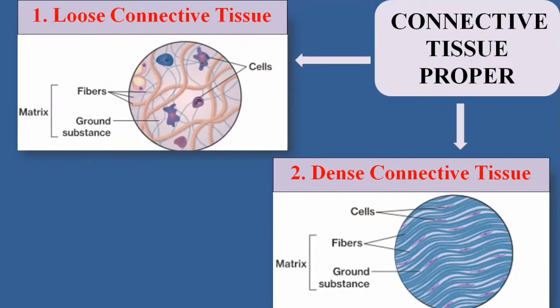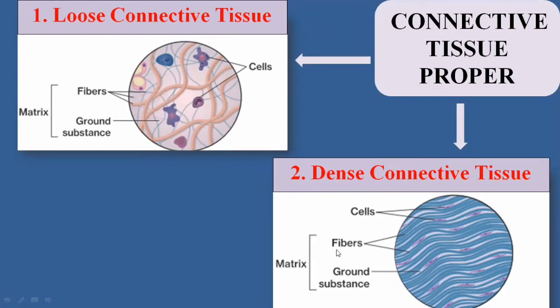They are divided into loose and dense connective tissue because of the composition of the matrix. As you can see in these two microscopic pictures, this is loose connective tissue because the matrix has fewer fibers and more ground substance. The spaces between them are larger and the fibers are fewer, as compared to dense connective tissue, which has more fibers. That's why it is known as dense.